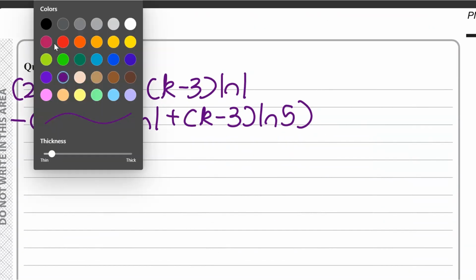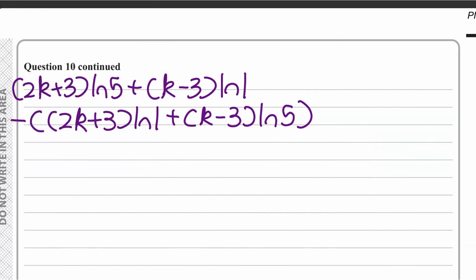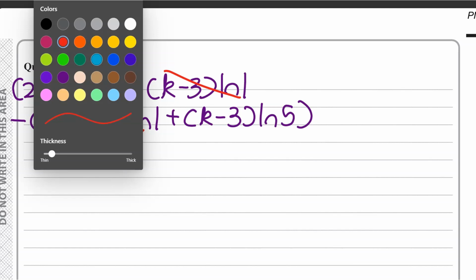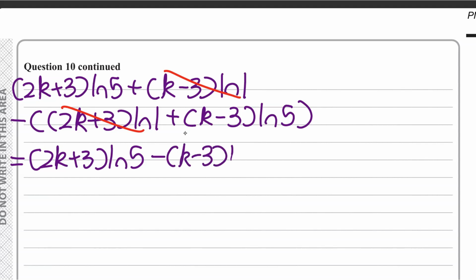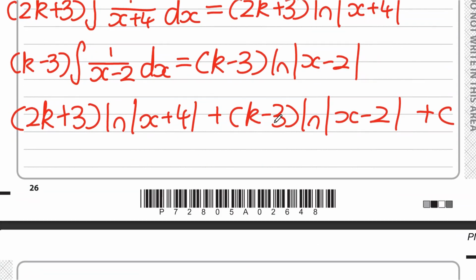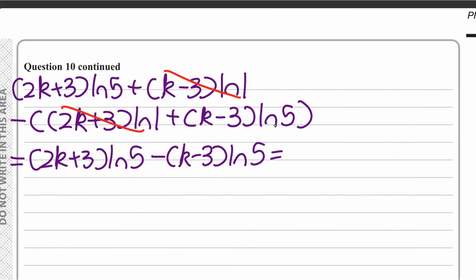Okay, so we can do some simplifying with this here, because the natural log of 1 is 0, so this will cancel out, and the same with this here, the natural log of 1 is equal to 0. So therefore this is going to simplify down to 2k plus 3 natural log of 5. Remember, we have a minus here, so this is going to be minus k minus 3 natural log of 5, and this is equal to 21.